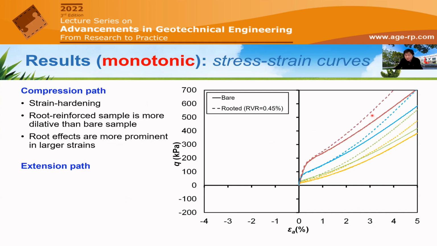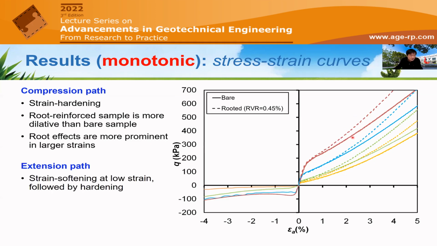If I superimpose the responses from rooted soil along the compression path, you will see the dotted lines over there, and you see that the root effect is more prominent at relatively large strain rather than small strain, so that the root will gain sufficient tensile strength to develop tensile resistance to the soil. That's why we see a more significant increase in shear stress at larger strain rather than at smaller strain.